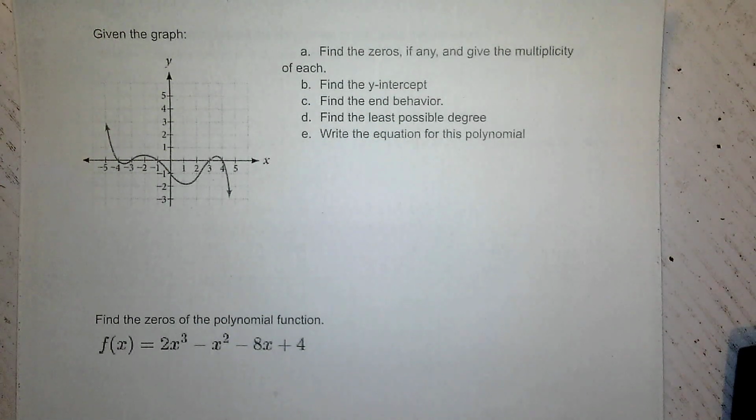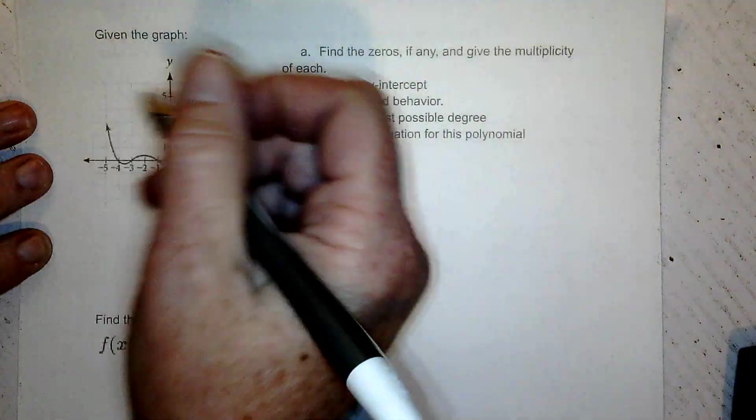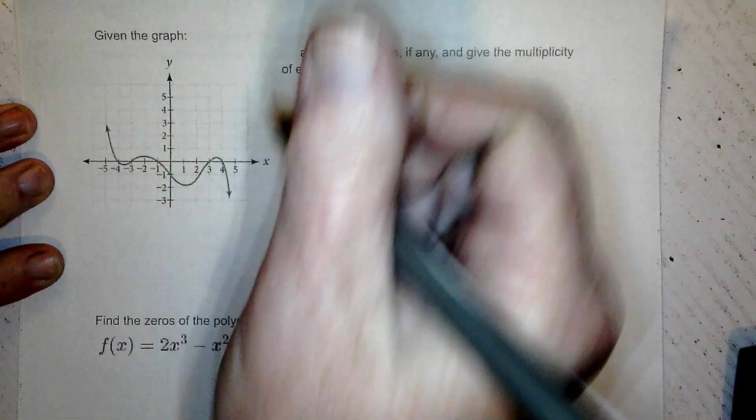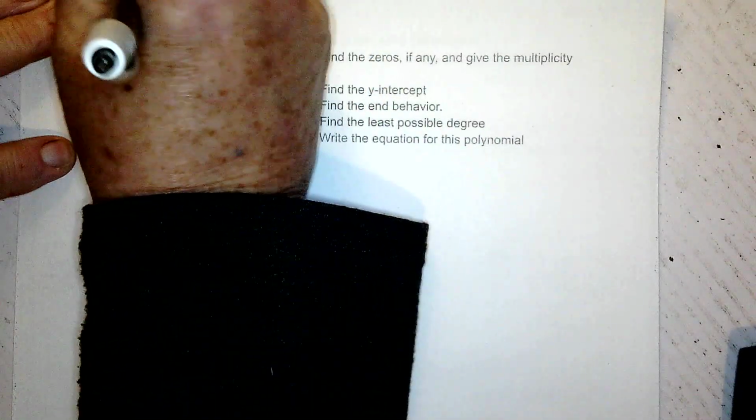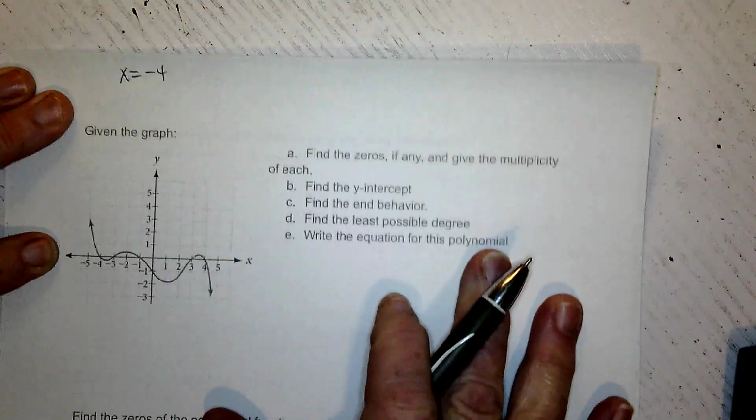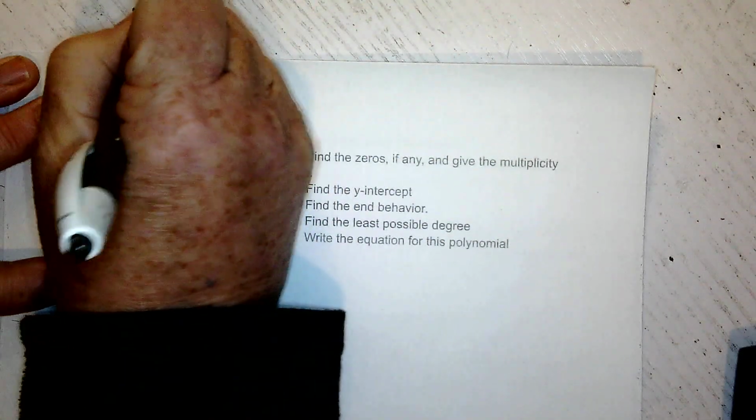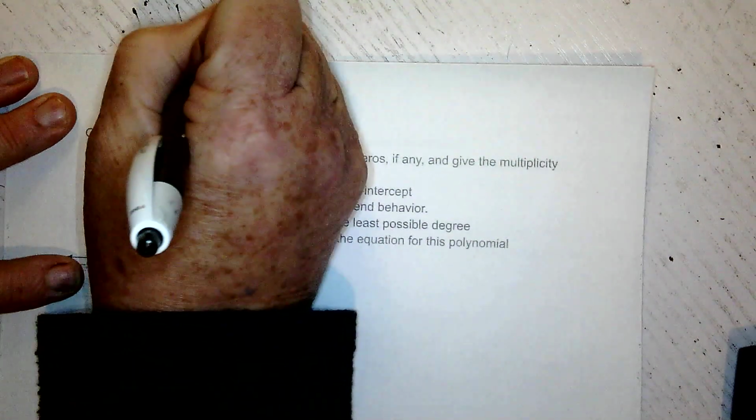Let's give the graph of a polynomial here. We're going to find the zeros, if any, and give the multiplicity of each. Well, there's definitely zeros. We've got one at -4. Let me bring this down here. I'm going to have my zeros and my multiplicity.